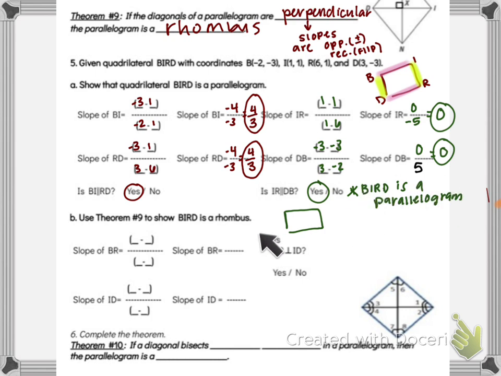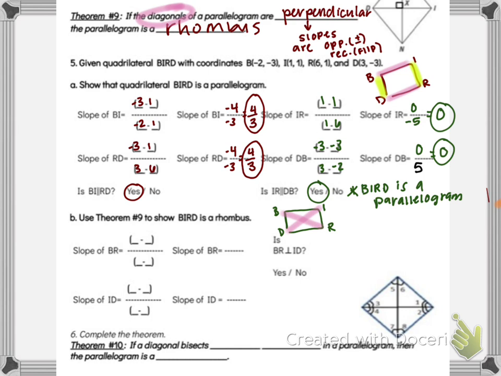Okay. All right. Next way for us to figure out, right here, we just looked at it and realized that it is a parallelogram. We're going to go ahead and do the work to see if it's a rhombus. So for this one, we're just going to draw a new picture real quick. We're using theorem 9 right here, which is if the diagonals are perpendicular, then it's a rhombus. So we're going to be working with the diagonals, BR and ID, and we're going to be looking at their slopes, okay? Go ahead and find the slope of BR.